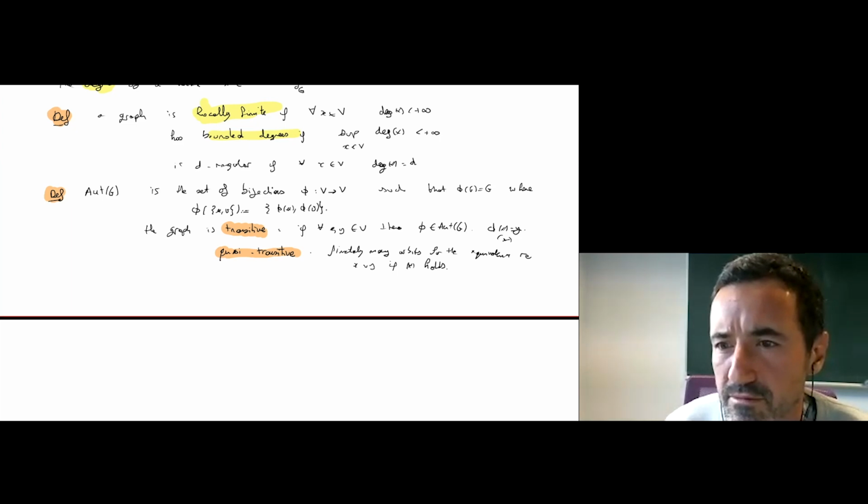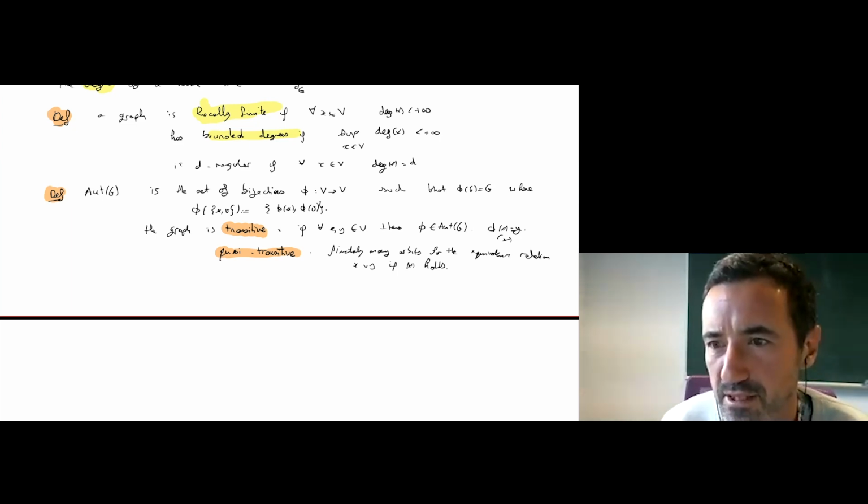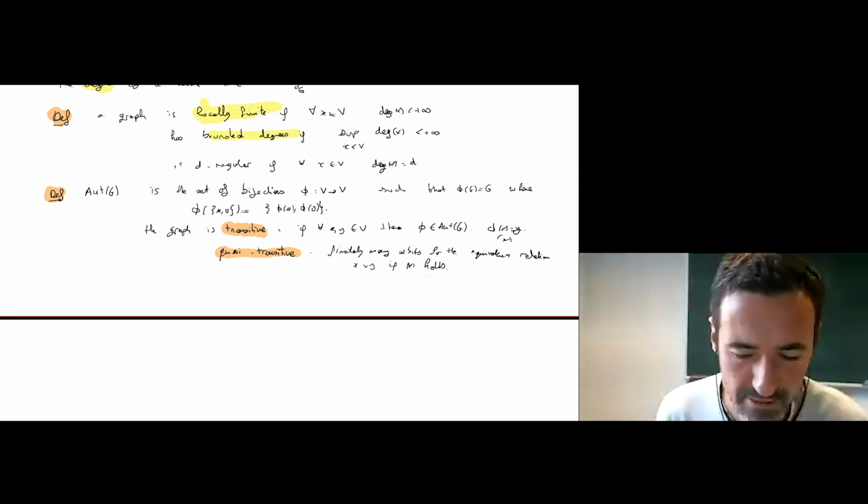Oh, I have more and more difficulties writing on this computer. I will see if I have to change. I have another computer. Maybe I will be more lucky with this one.